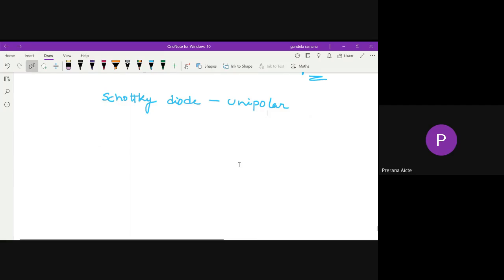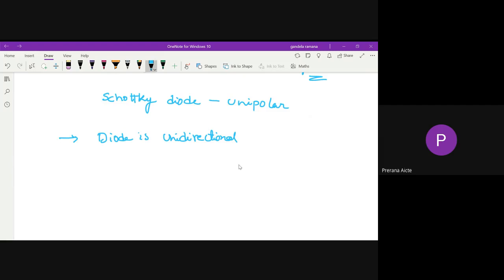Is a diode unidirectional or bidirectional? Now I am asking about direction. A diode is unidirectional. Here the diode is a switch or resistor, and it is a bipolar device.